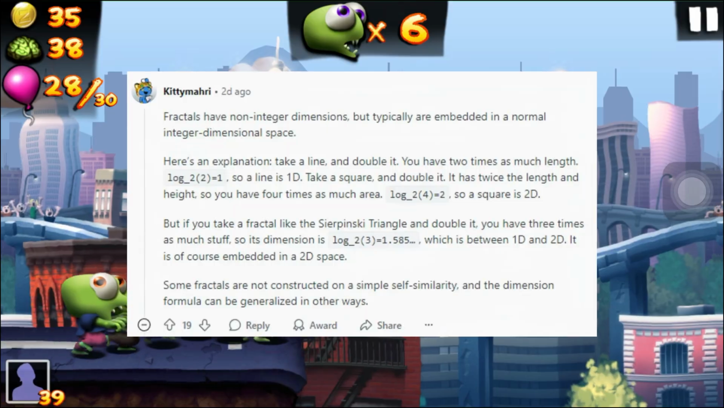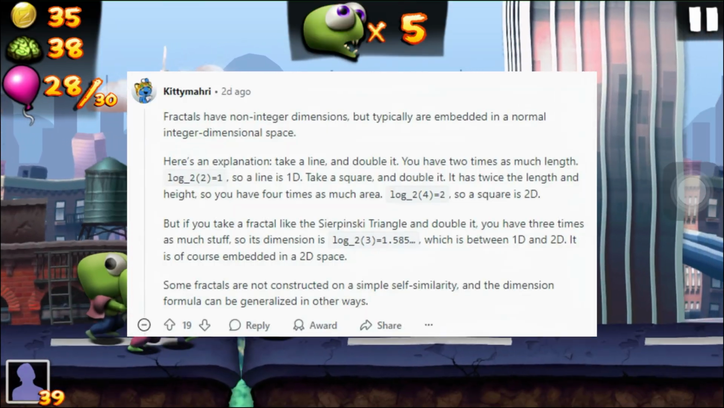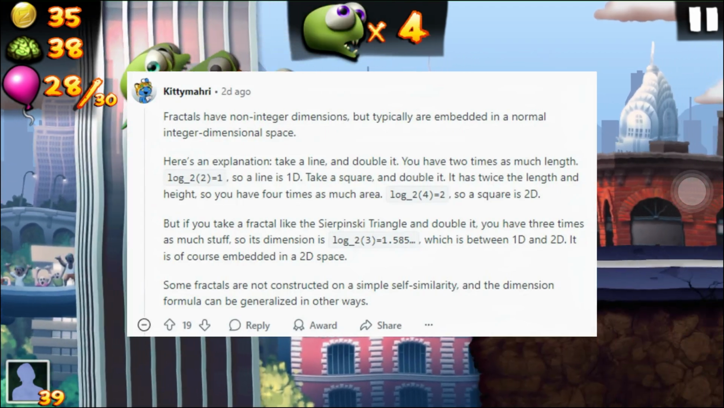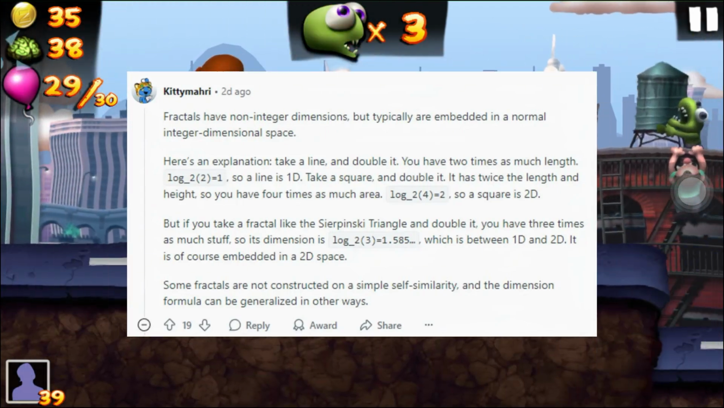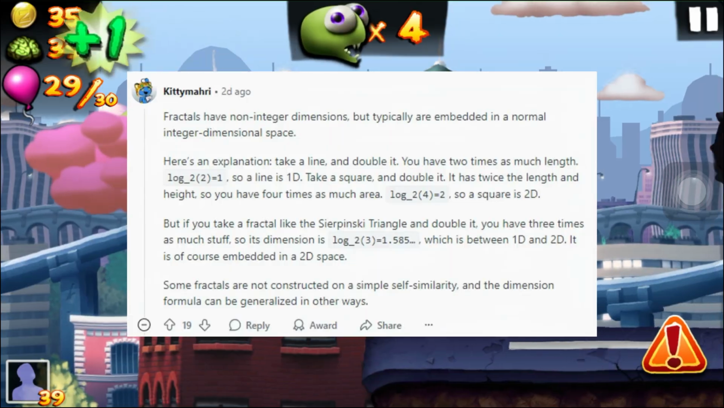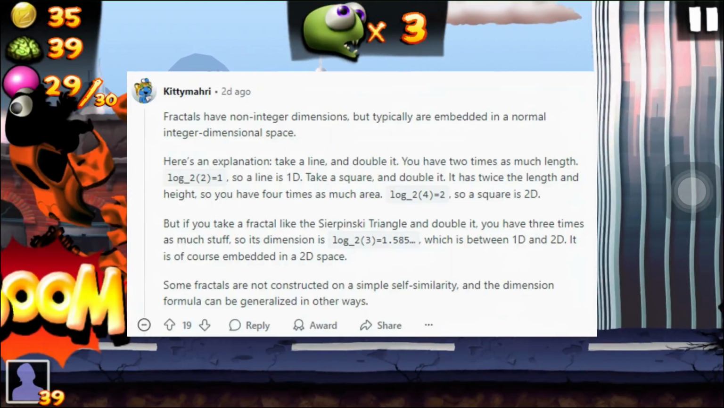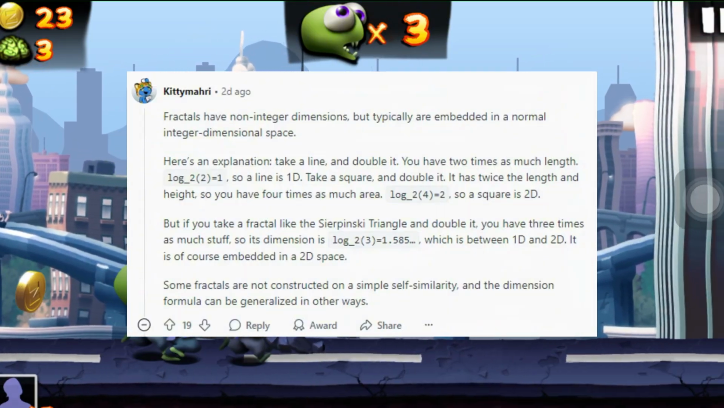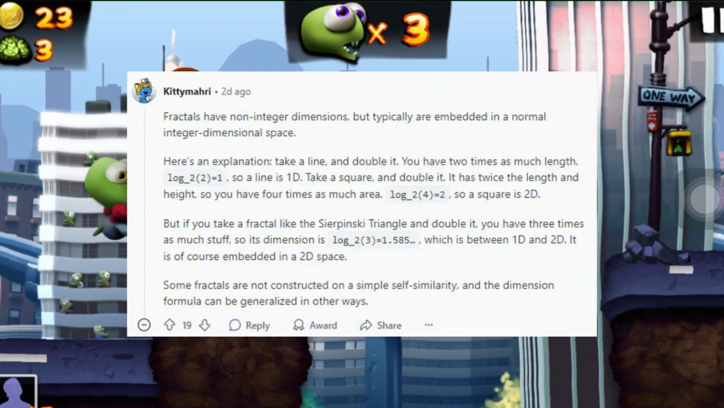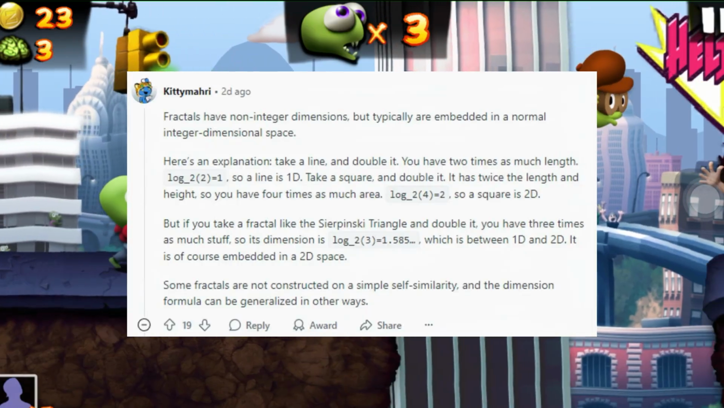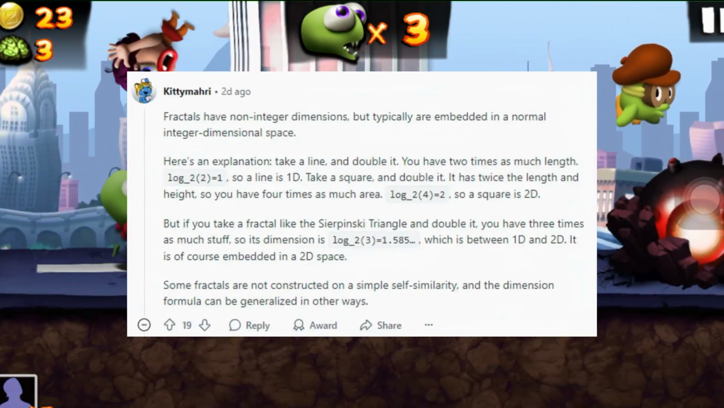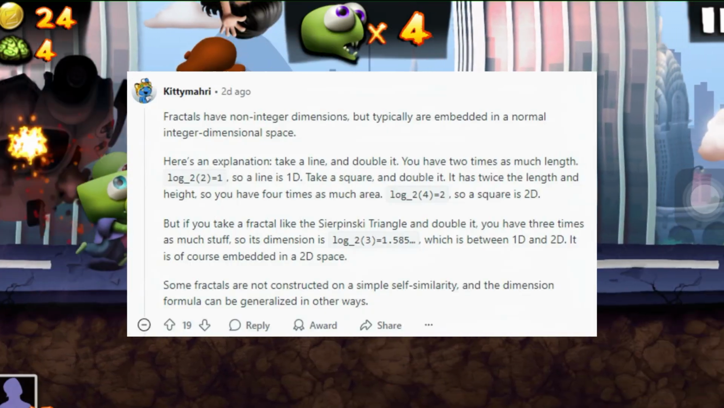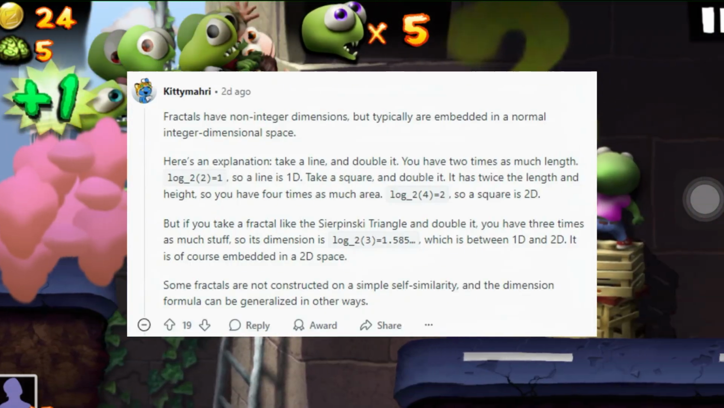Fractals have non-integer dimensions, but typically are embedded in a normal integer dimensional space. Here's an explanation. Take a line and double it. You have 2 times as much length. Log_2 2 equals 1, so a line is 1D. Take a square and double it. It has twice the length and height, so you have 4 times as much area. Log_2 4 equals 2, so a square is 2D.